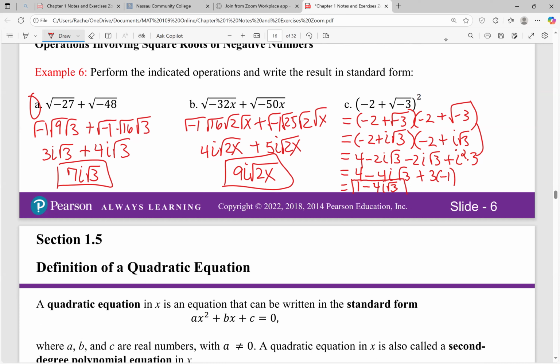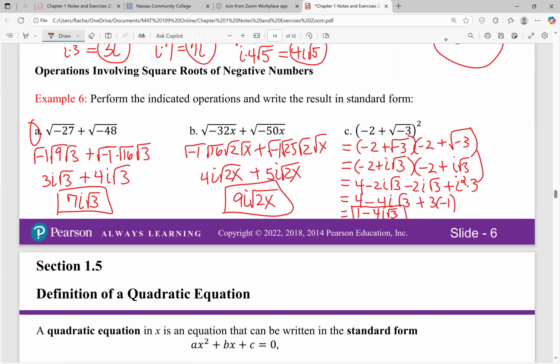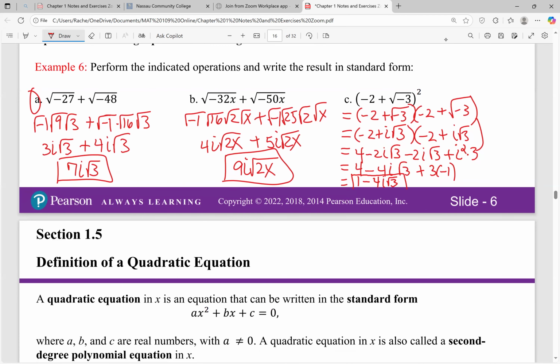So that wraps up complex numbers, section 1.4 on complex numbers. In the next lecture, we will start section 1.5 and we'll talk about quadratic equations.